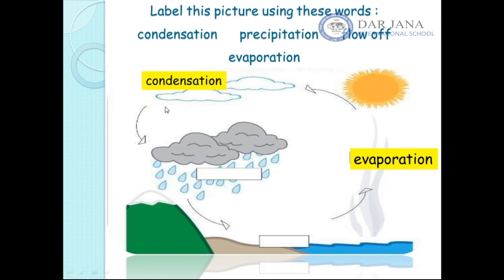Now, as you can see, the next step, when the clouds are full of water, it will start to fall, and anything that falls from the clouds, any type of water that falls from the clouds, what do we call it? Precipitation or flow off? We call it precipitation. And the last step of the water cycle is when the water flows off back to the water bodies. For example, the seas, the oceans, and the rivers.